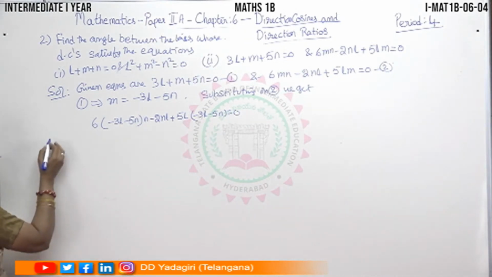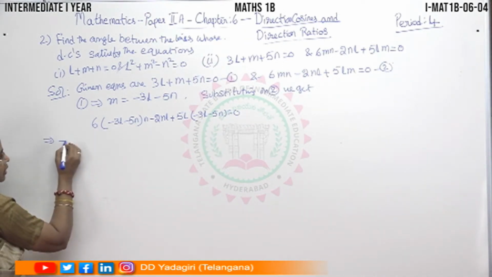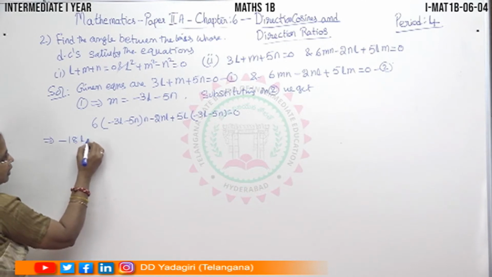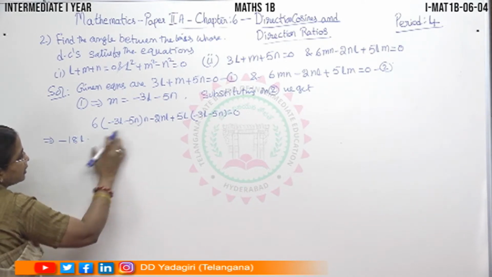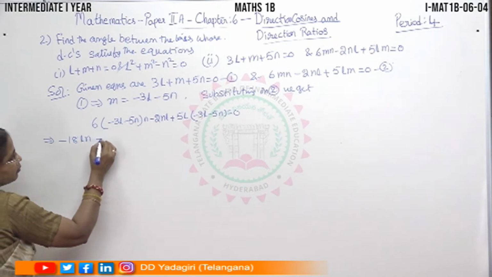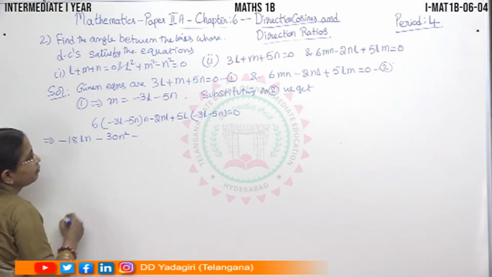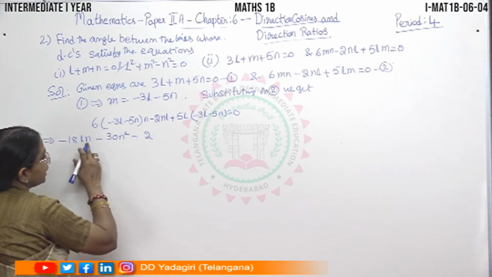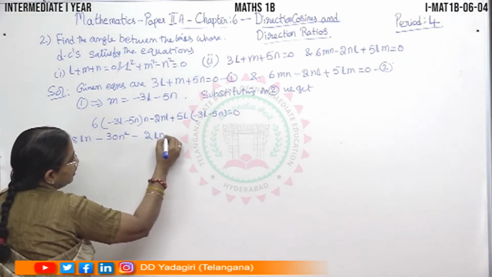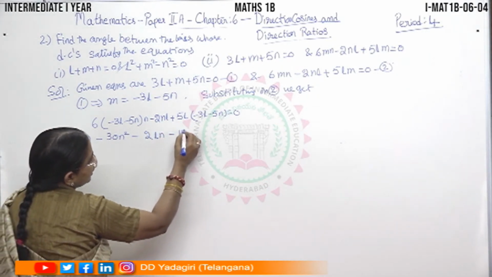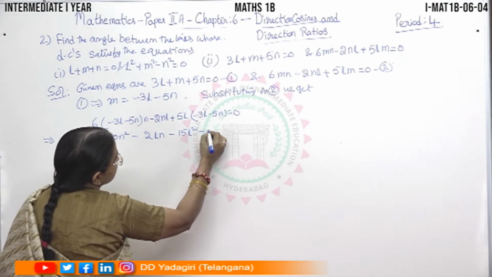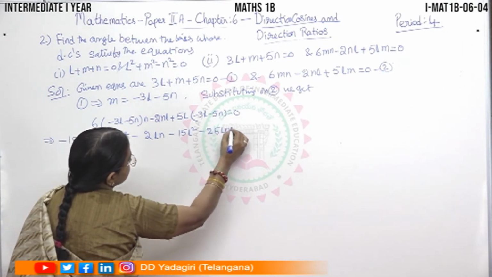Now we should simplify this. So it is 6 into 3 is 18, minus 18LN. LN is also there. Then minus 30N square, minus 2LN, minus 15L square, minus 25LN is equal to 0.